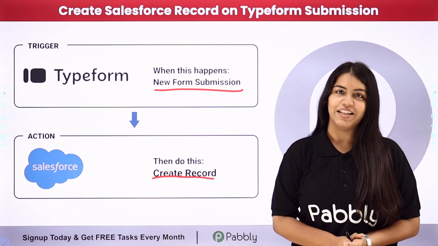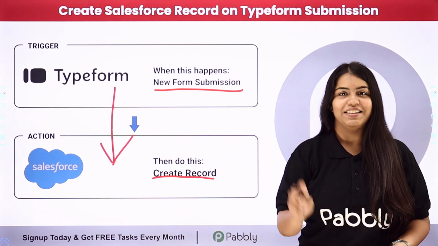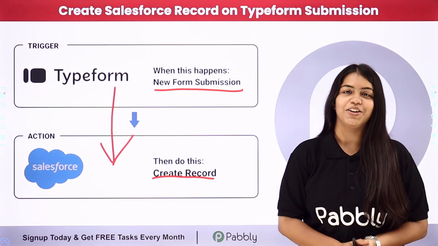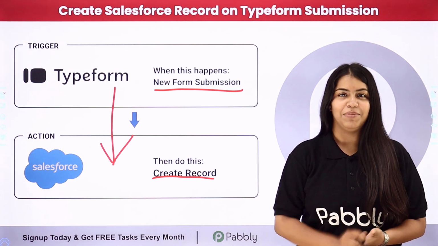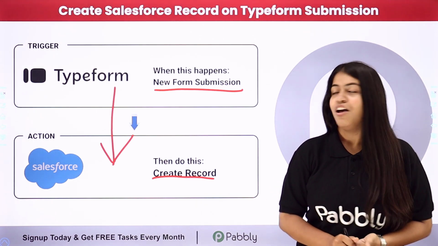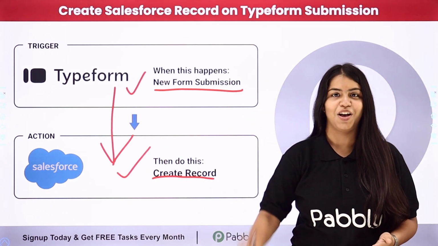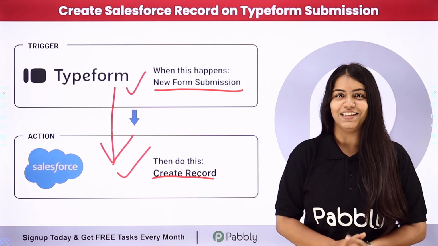For this, we are going to create a connection between Typeform and Salesforce. To create this connection without knowing any programming or coding language, we are going to use Pabbly Connect. It is an amazing automation software. So in Pabbly, we have the concept of trigger in action. For trigger, we are going to use Typeform, and for action, we are using Salesforce. So if you also wish to learn this process step by step, follow me through the screen.